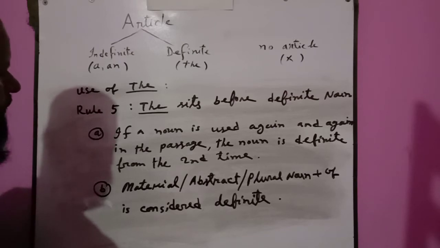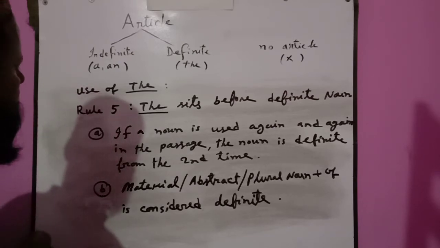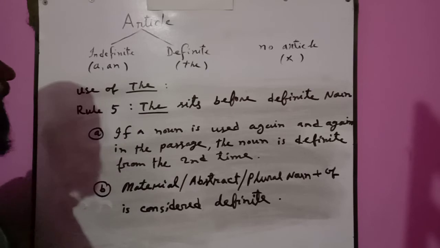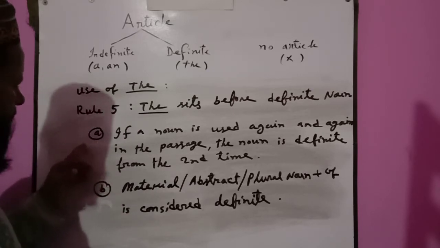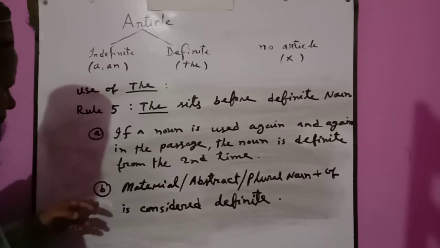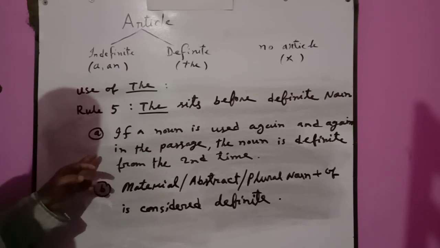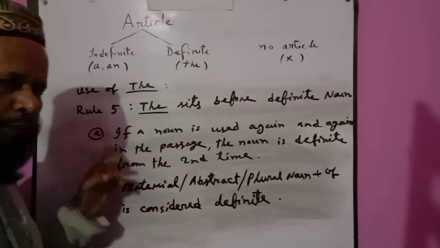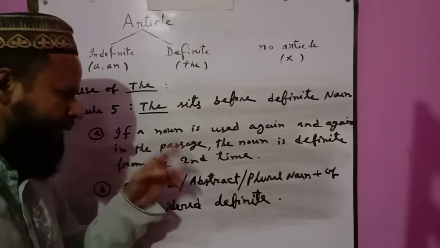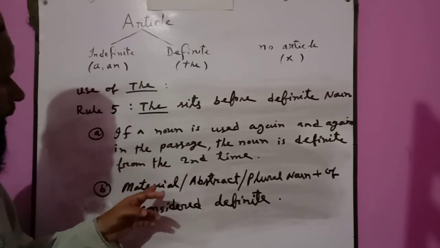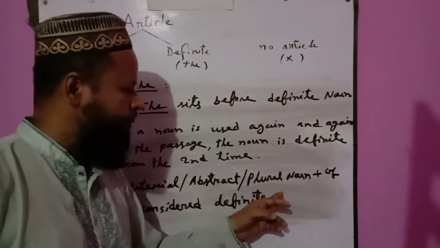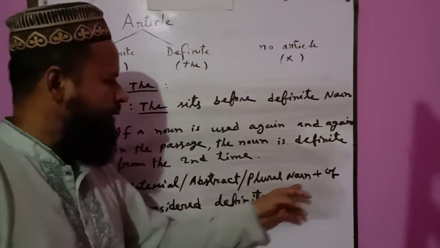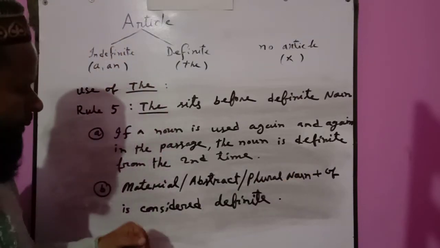Can you understand? We can learn the noun is definite in two ways. If the noun is used again and again in the sentence, or material or abstract or plural noun plus of is also definite noun.